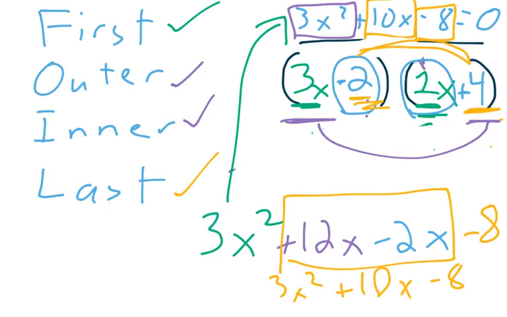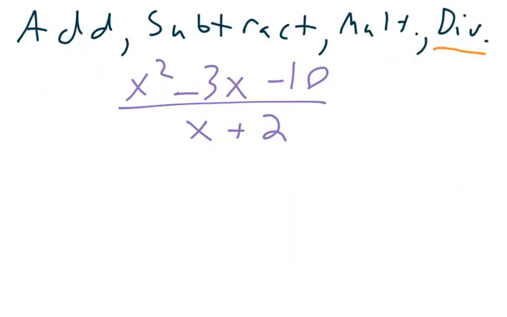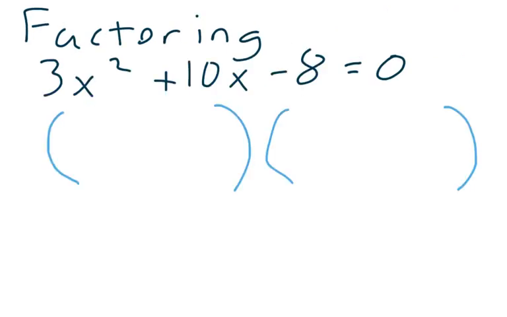So I got 3x squared plus 10x minus 8. That was what I originally had. So that means that these are my factors: 3x minus 2 times 1x plus 4. So now that we've talked about this, let's go back to our division problem.